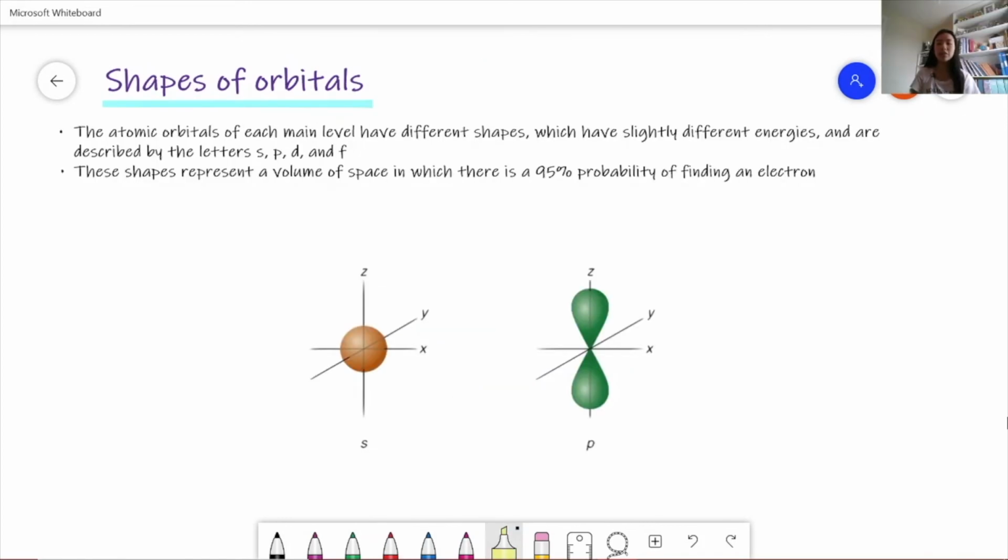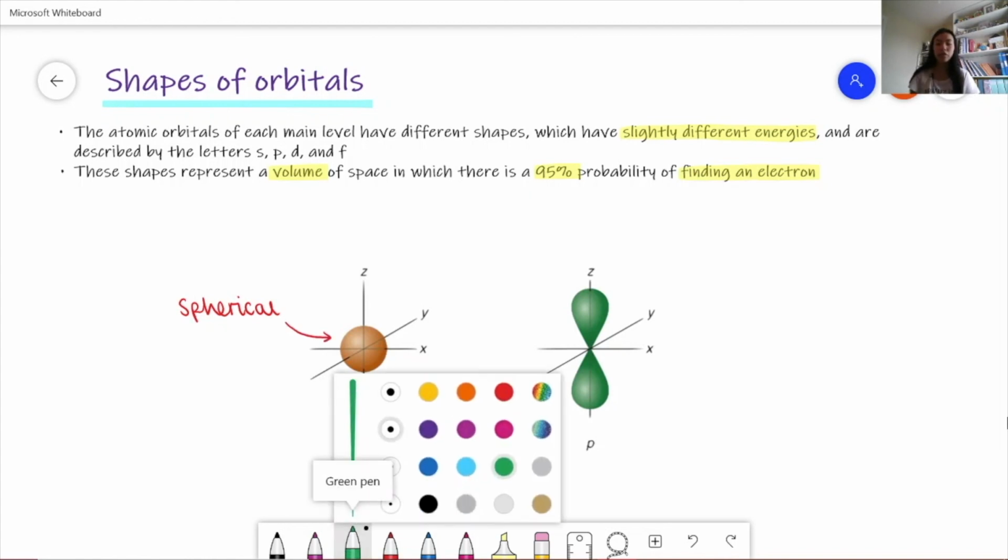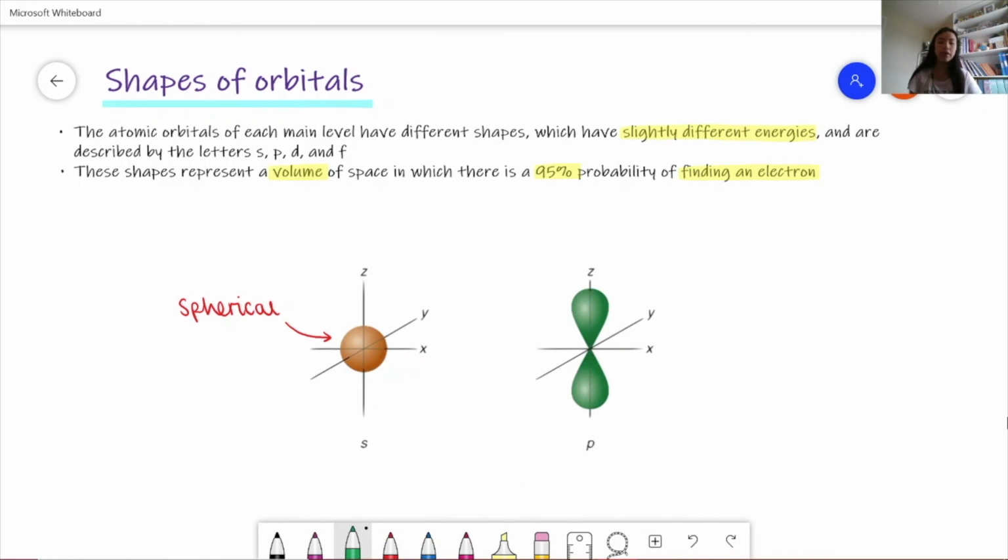So now we're going to look at shapes of orbitals. Now the atomic orbitals of each main level that we've looked at have different shapes, and these all have slightly different energies. And they're described by the letters s, p, d, and f. And these shapes represent a volume of space in which there's a 95% probability of finding an electron. And this is what influences the shapes of molecules. So first we have an s orbital, and an s orbital has this spherical kind of shape. And then for the p orbital, we have a shape which we call a dumbbell.